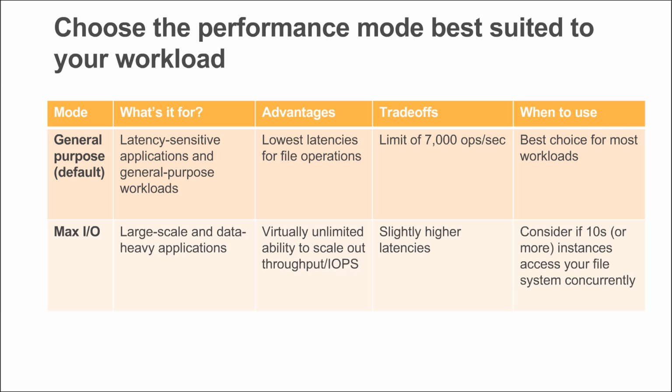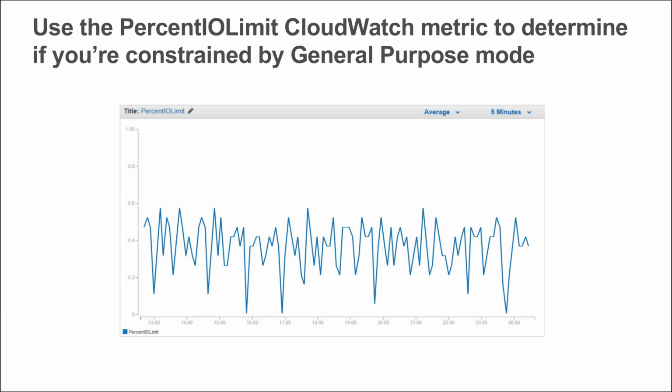And a good way to understand what the performance looks like is we provide a CloudWatch metric, which we call the percent I/O limit, and that shows you how close you're getting to that 7,000 IOPS limit that's part of general purpose mode. So if you start off in general purpose mode, you test your application, and you take a look at the CloudWatch metric, and it doesn't show you getting near 100%, then general purpose mode should work for you.